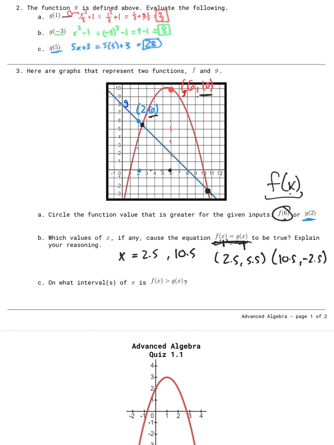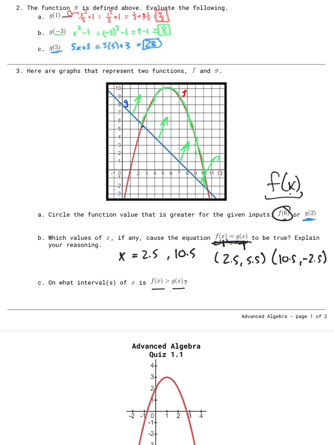Now in this last part C, on what intervals is f of x greater than g of x? I'm just going to clear our board here real quick. There we go. Now all it's asking is, when is this function f greater than, so above, this function g? So you literally just physically look and say, here's g. When is f above g? Well, it's got to be just that part, and that's it. That's when f is greater than g.